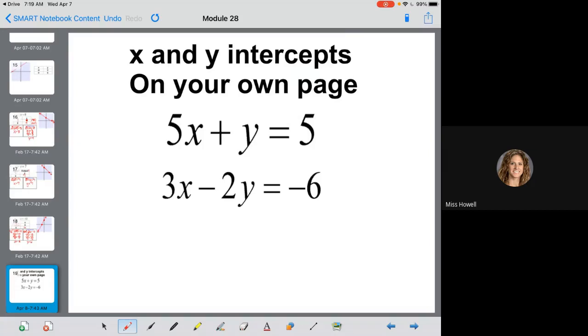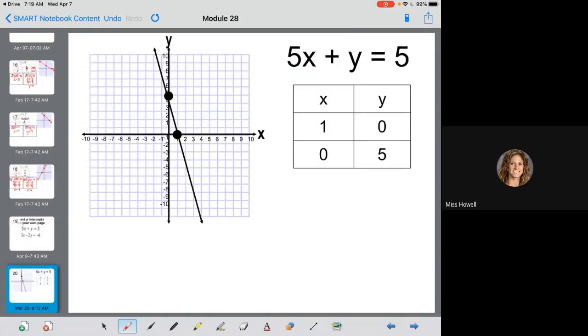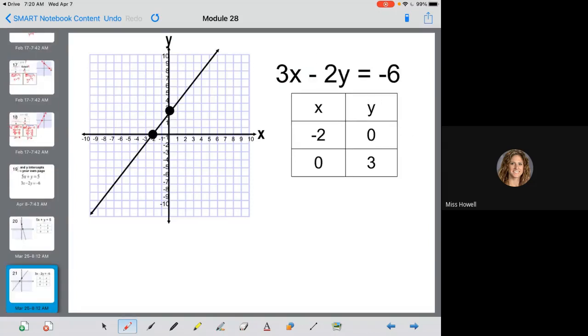All right, hopefully you've finished your last 2. Let's look at them. All right, so 5x plus y equals 5 has an x-intercept of (1, 0) and a y-intercept of (0, 5). We plot, we connect, we'd end up with a line that has a point that goes up 5 and a point that went to the right 1. All right, 3x minus 2y equals negative 6 has an x-intercept of (negative 2, 0) and a y-intercept of (0, 3), which means our x-intercept will go to the left 2, our y-intercept up 3, and then we can connect to draw the entire linear relationship.